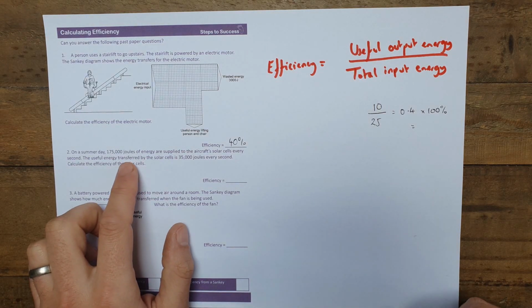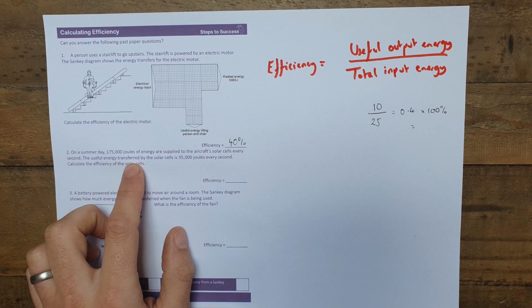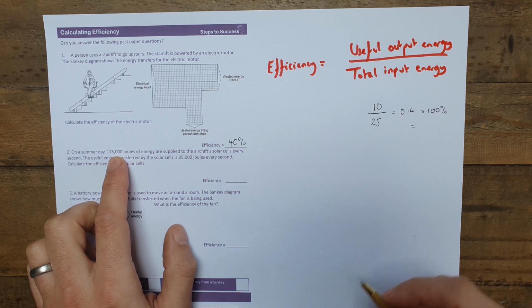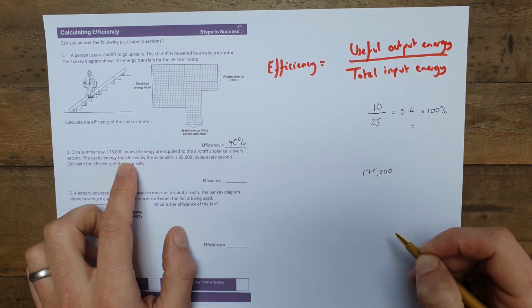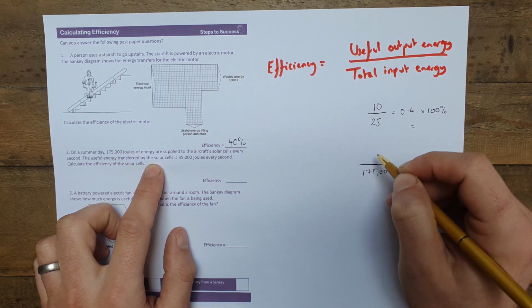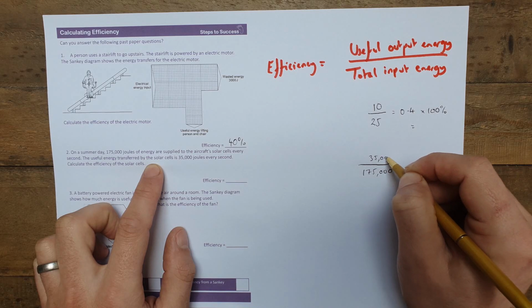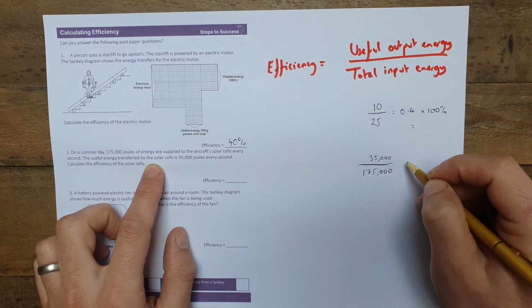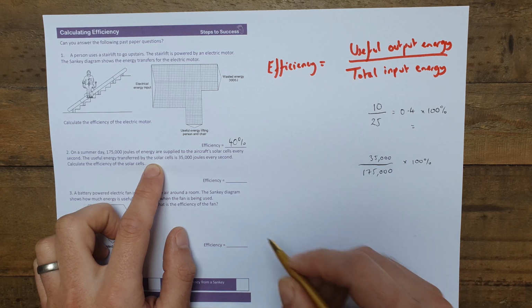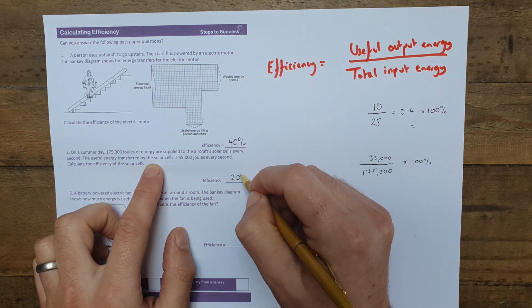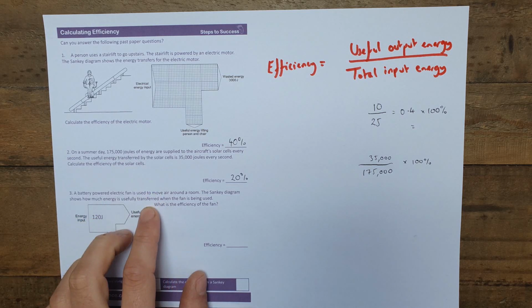In question 2, it tells us about the aircraft solar cells, and it gives us the input energy, which is 175,000. And it tells us that the useful energy that's transferred is 35,000. So that goes along the top. And again, to work out our percentage efficiency, we want to times it by 100. Calculating this gives us an efficiency of 20%.